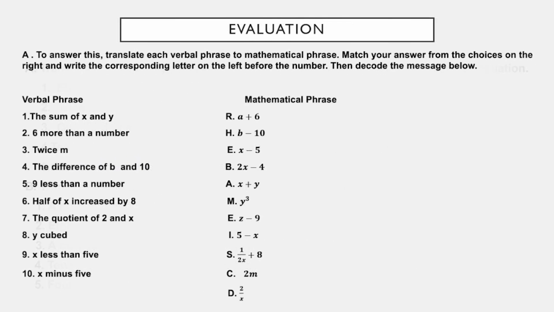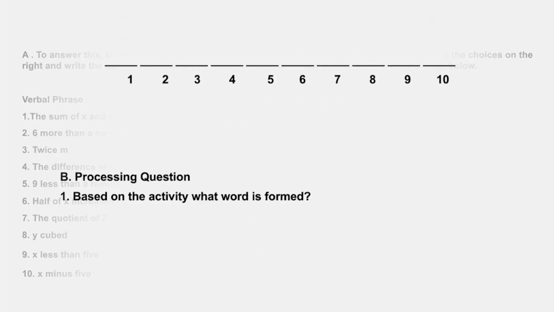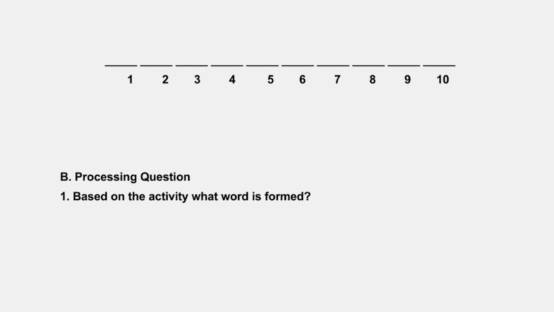And for the evaluation, to answer this, translate each verbal phrase to a mathematical phrase. Match your answer from the choices on the right and write the corresponding letter on the left before the number. Then decode the message below. For the processing question, based on the activity, what word is formed?